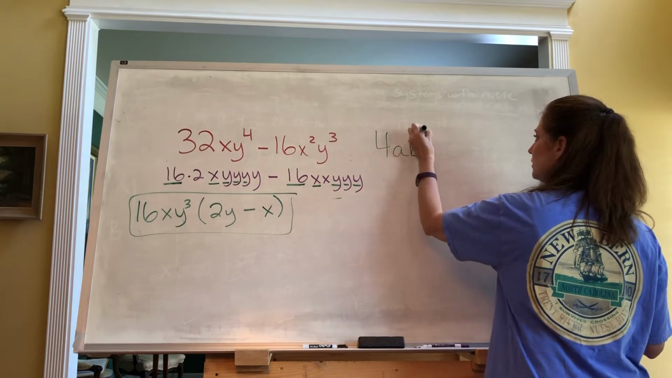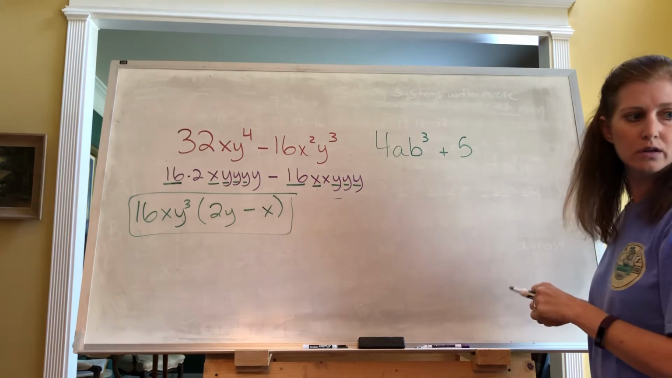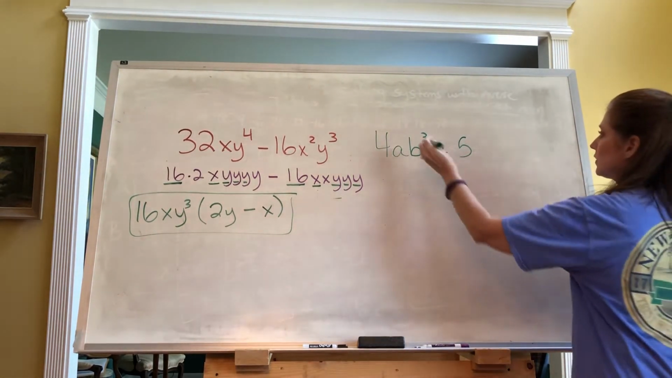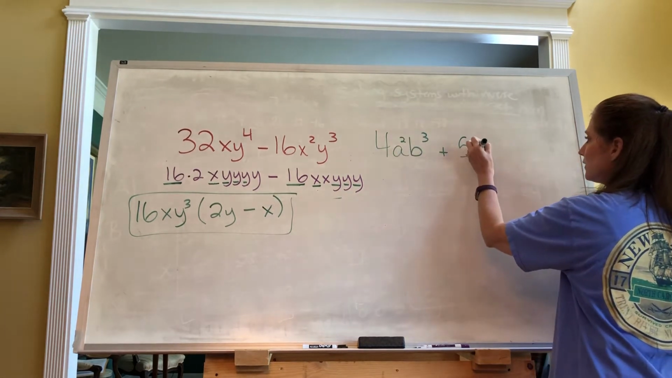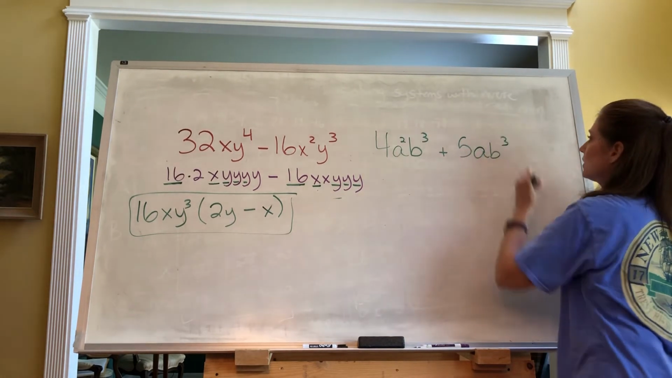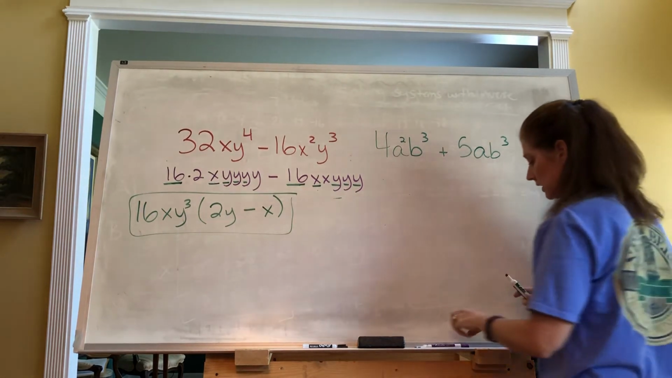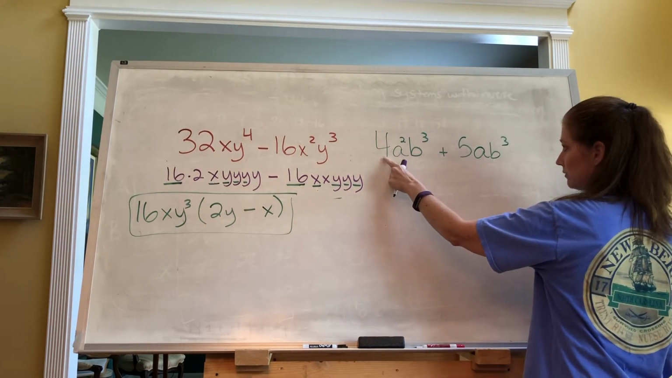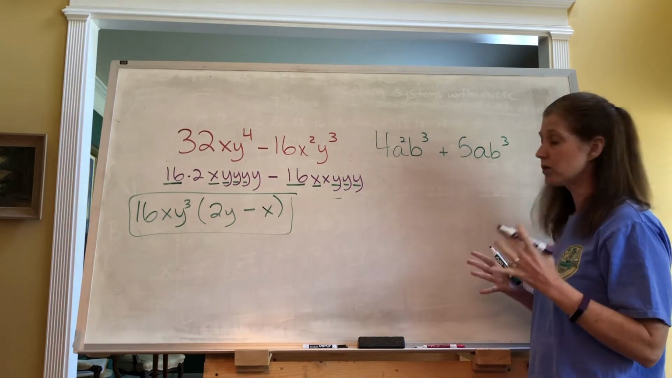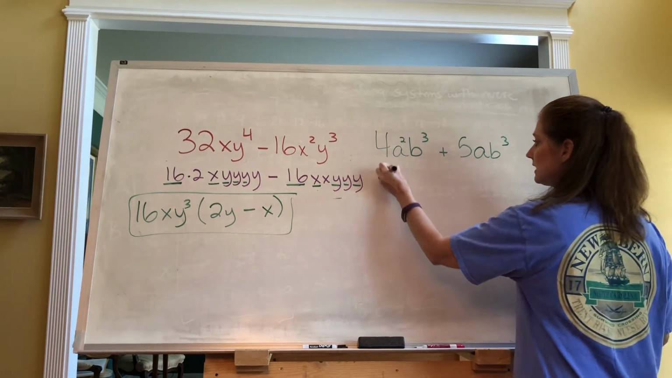For 4a squared b cubed plus 5ab cubed. Let's see, yep. This is a squared, and then this is 5. Okay, so looking at this one, got the number 4 and the number 5. Hopefully you're seeing there's nothing in common with those numbers, okay? So this time, we're not going to be taking any numbers out.